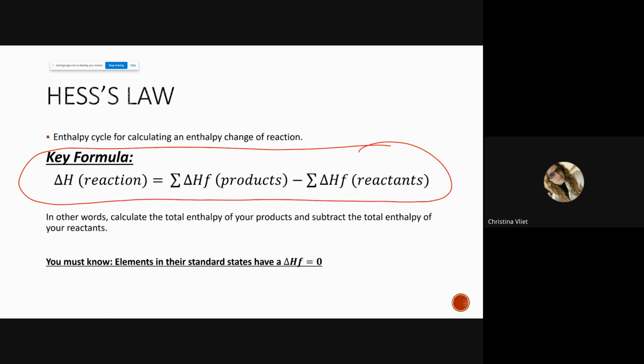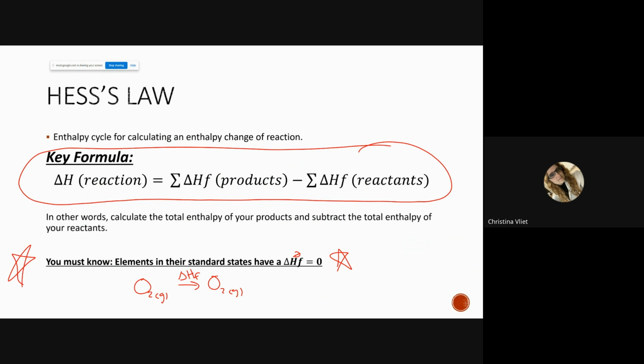But there's a key thing here, and I bolded and underlined it, which means you better know this or life is going to be very hard. The enthalpy of formation for an element in its standard state is 0 because the energy change, let's say to go from O2 gas to its standard state of O2 gas, would be what? What would be the energy change to make this happen? 0, because there is no change.